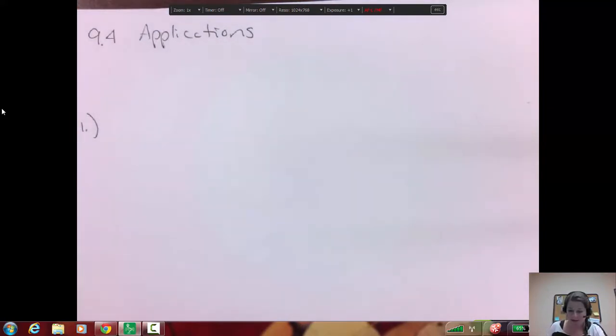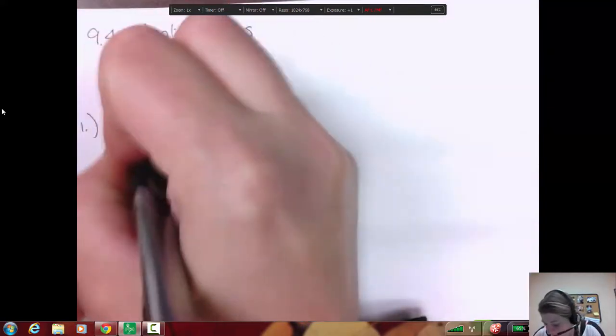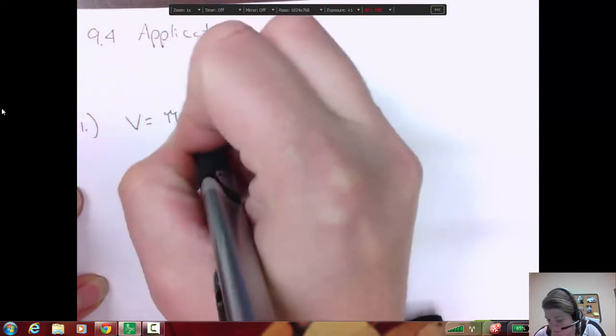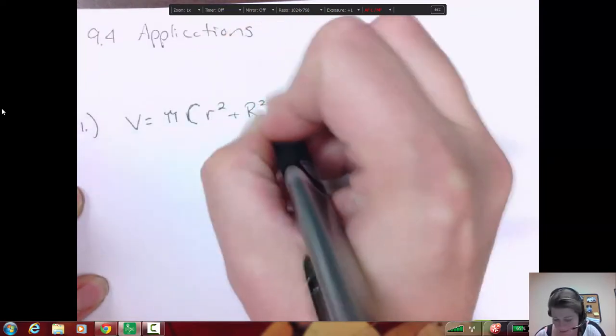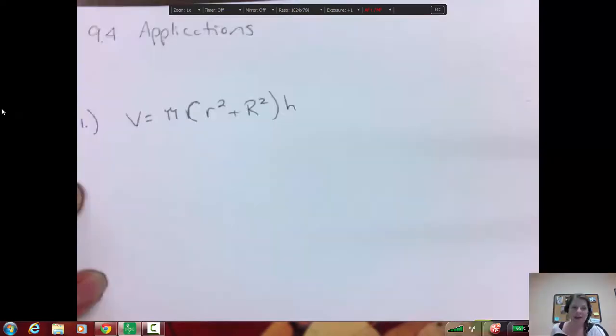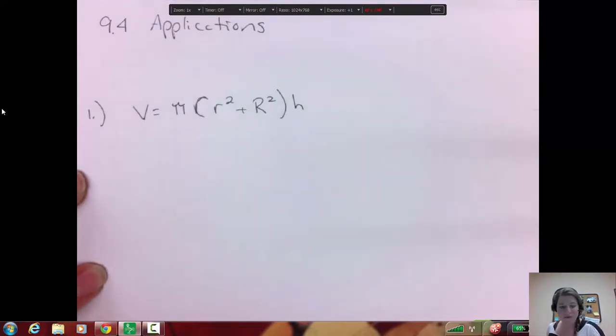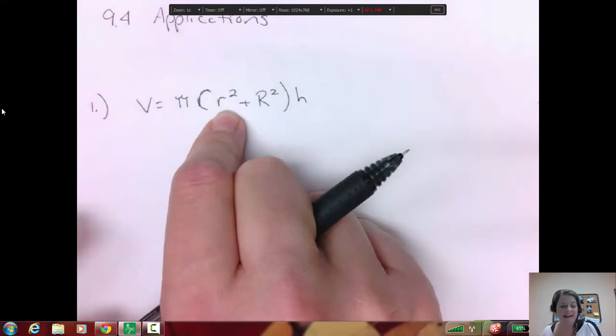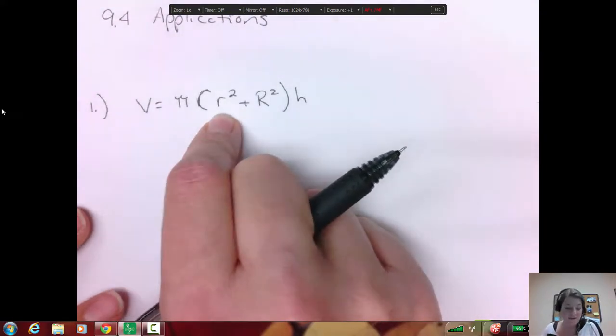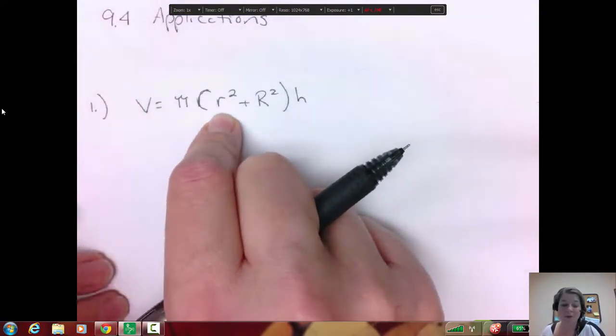let me take this out of here, hang on. Okay, I have V equals pi, that's a parenthesis, r squared plus capital R squared h. Something like this, and it says, well, solve for little r. So little r squared, so we have to use kind of the idea of square roots to get this final answer, and it's kind of a long process.